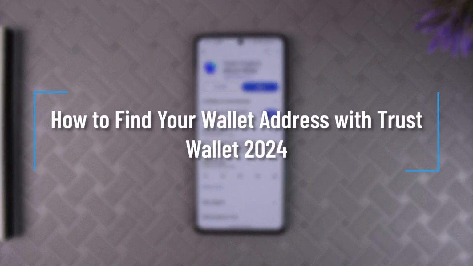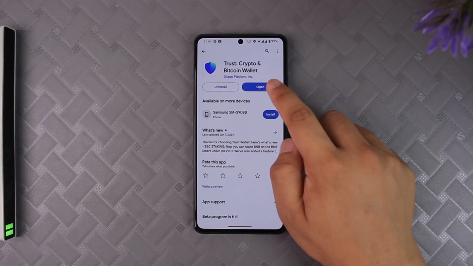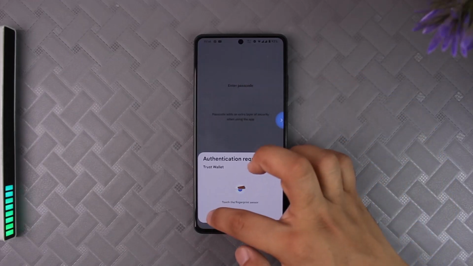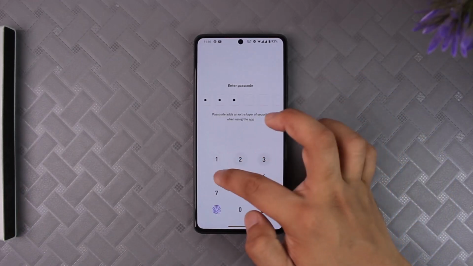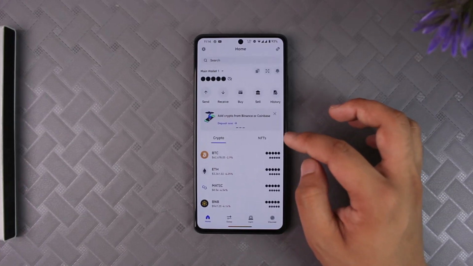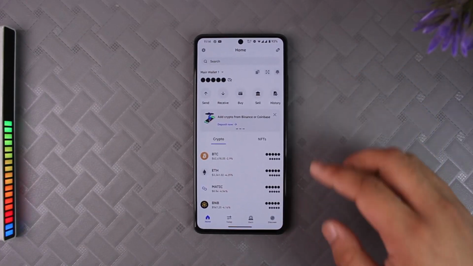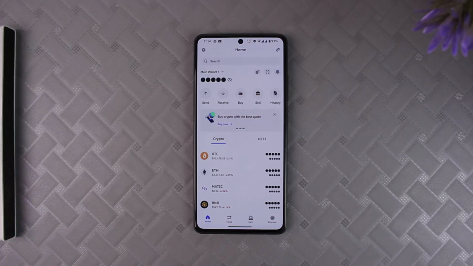How to find your wallet address with Trust Wallet. If you want to find your wallet address with Trust Wallet, it depends upon which wallet address you're trying to find. You need your wallet address whenever you're trying to transfer crypto to Trust Wallet. Now if it is for a certain crypto like Bitcoin, you need to have the Bitcoin wallet address. If it is for Litecoin, you need to have the Litecoin wallet address.